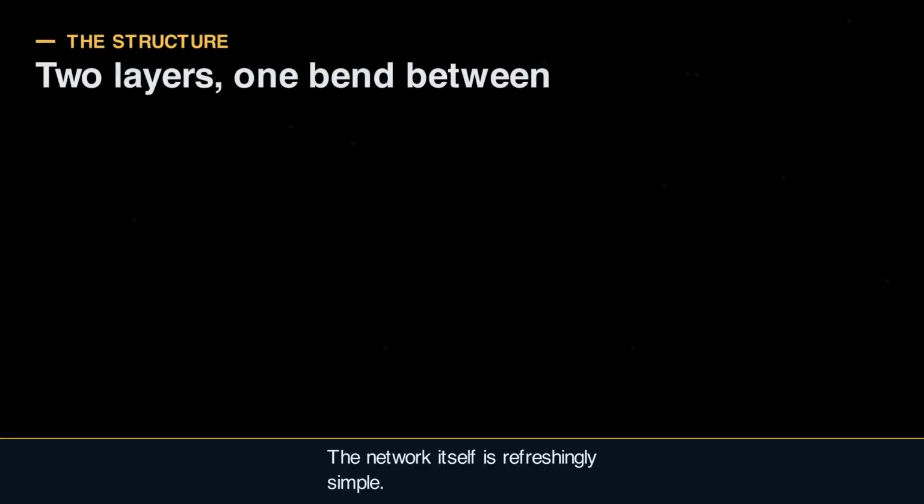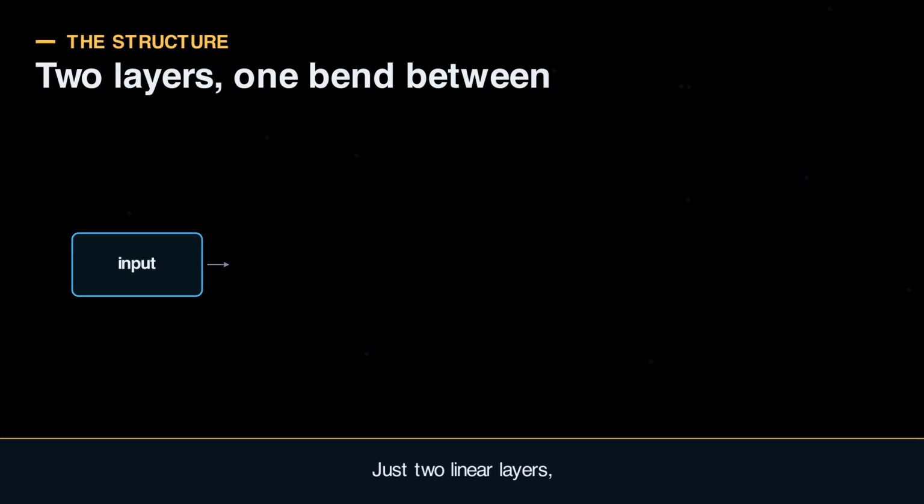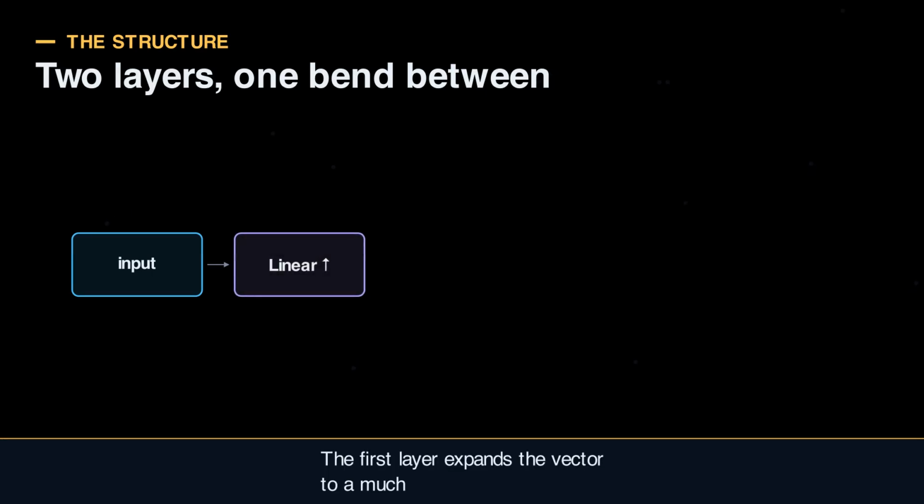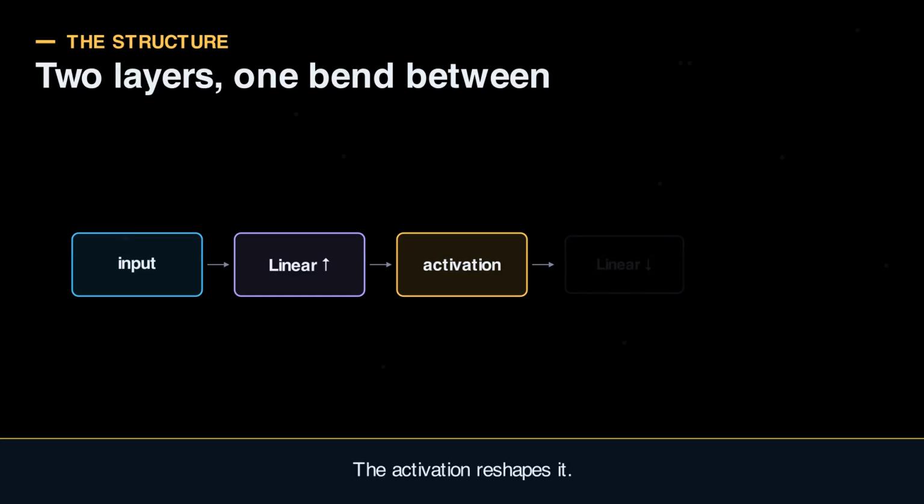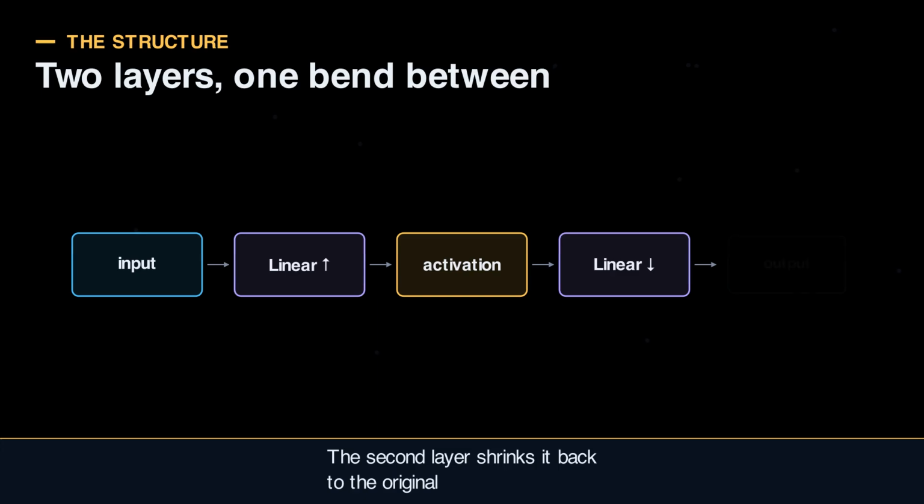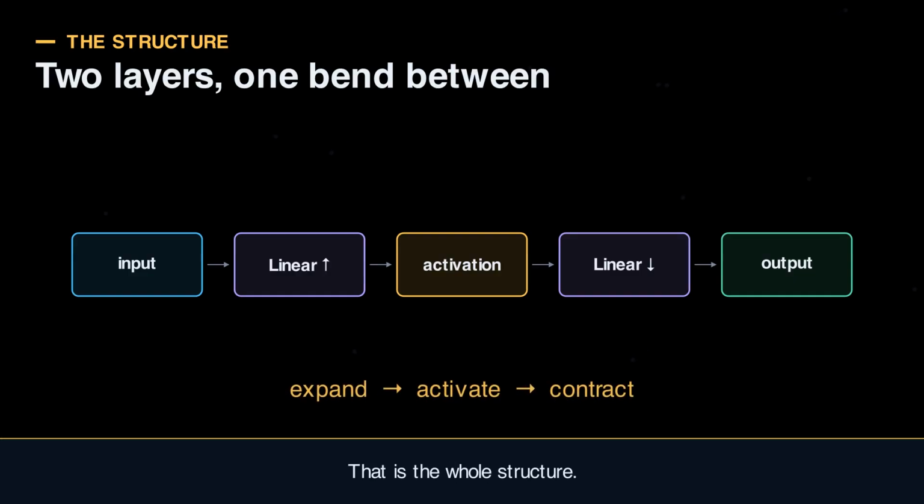The network itself is refreshingly simple. Just two linear layers with a nonlinearity in between. The first layer expands the vector to a much bigger size. The activation reshapes it. The second layer shrinks it back to the original size. Expand, activate, contract, that is the whole structure.